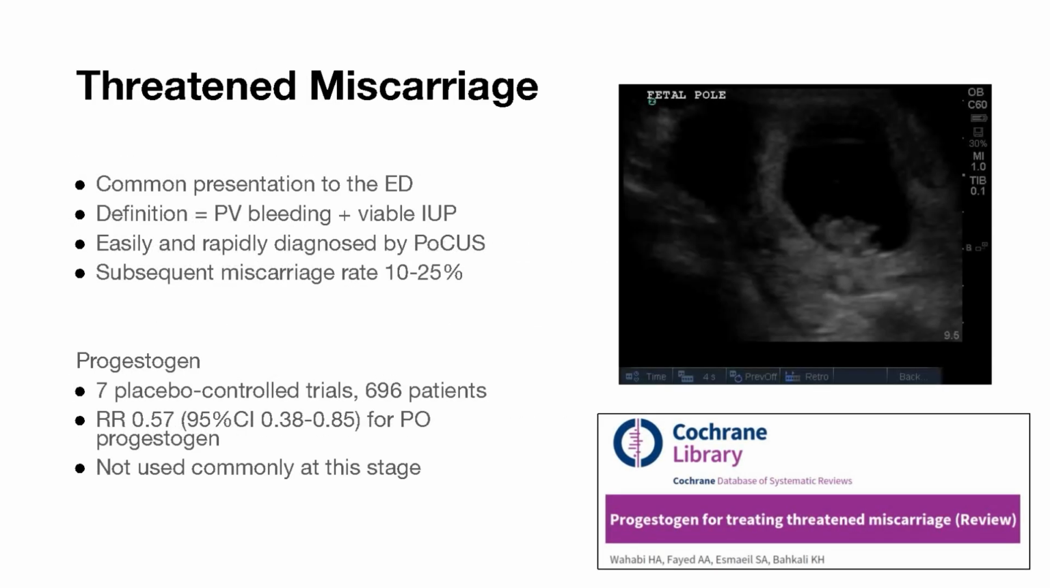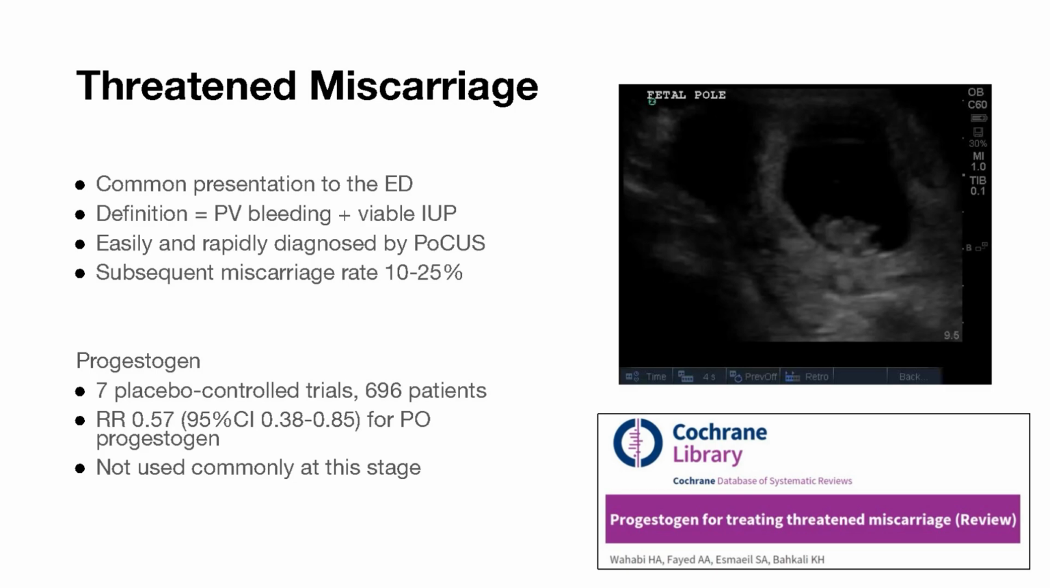Now I want to talk briefly about threatened miscarriage. And anyone working again in primary care or the emergency department will realise this is probably the most common cause of early pregnancy bleeding. Now simply it's defined as symptoms of a miscarriage but a viable intrauterine pregnancy.